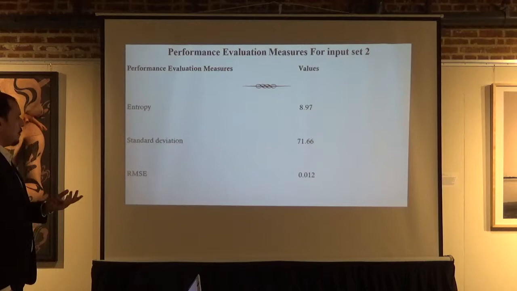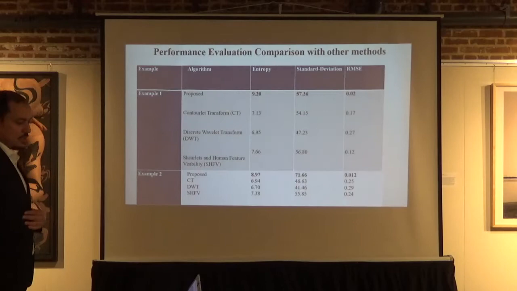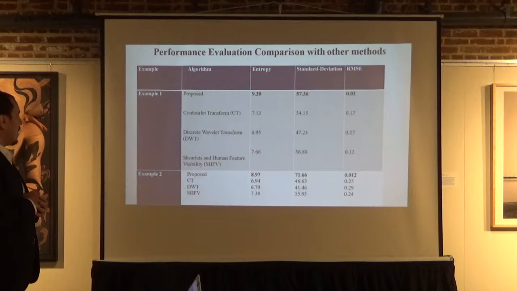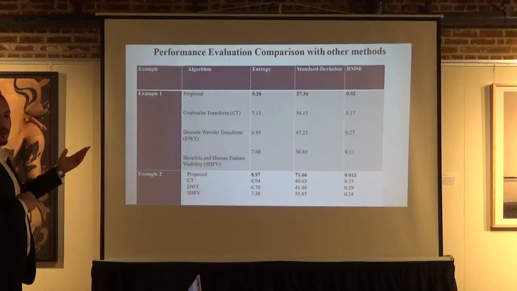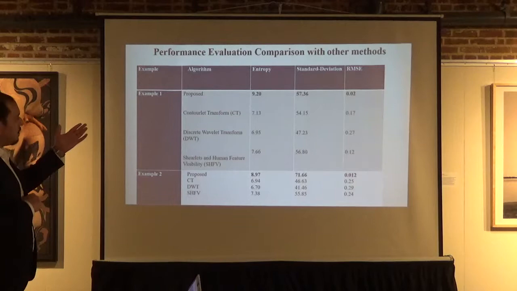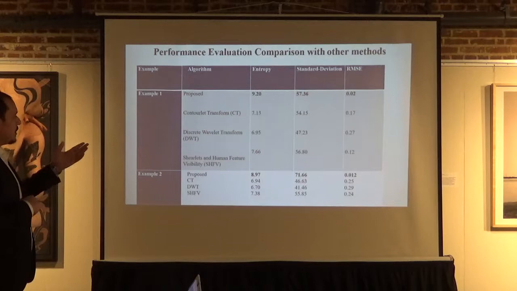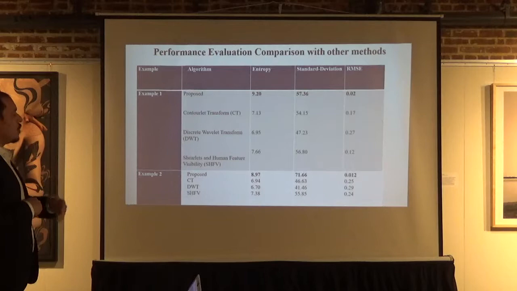So this is the comparison that we did with the contourlet transform, discrete wavelet transform, and shearlet and human feature visibility method. They are pretty well-known methods in medical fusion. In the entropy, we got 9.2, which is much higher than these three. For the standard deviation, it is a little bit higher than all of them. And the root mean square error is much lower than the other methods. And this is what we want.